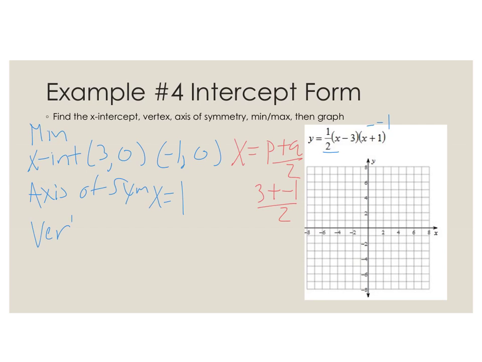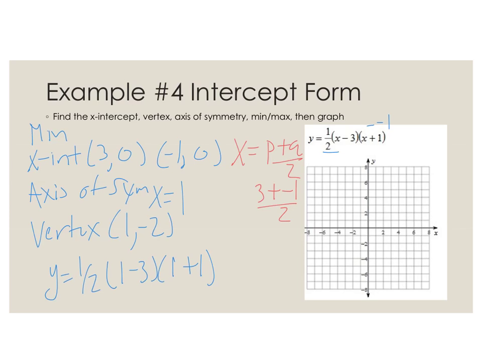Vertex, we're halfway there. 1 is for the X value. To find the Y value, we're going to plug in. So Y equals 1/2. X, we're going to plug in 1, minus 3. X, plug in 1, plus 1. If I go through and solve this, I will end up that the Y value is a negative 2.